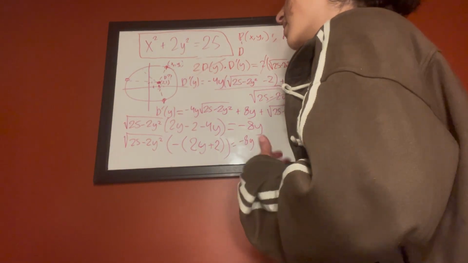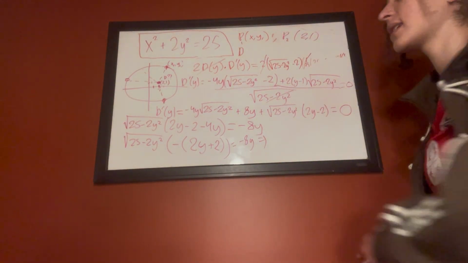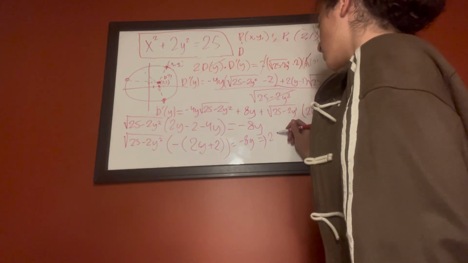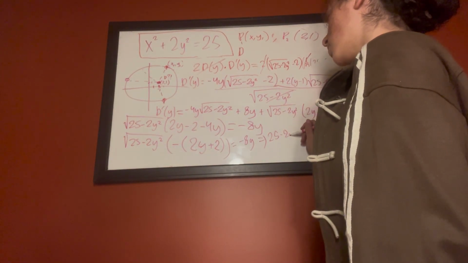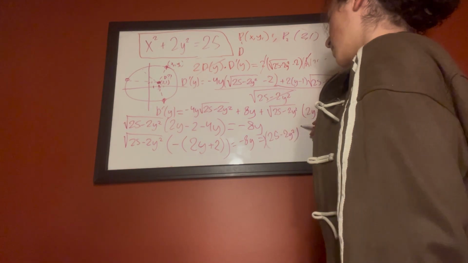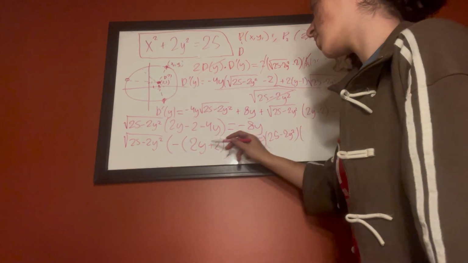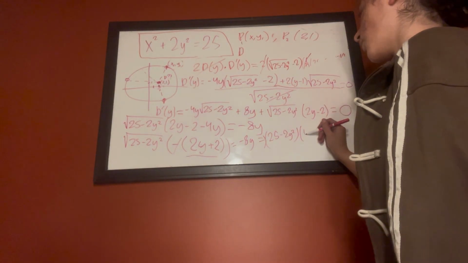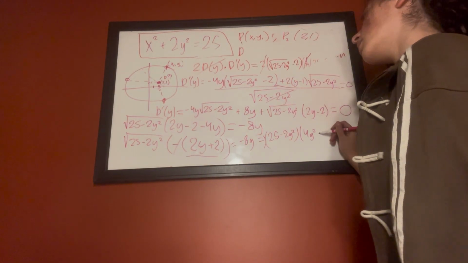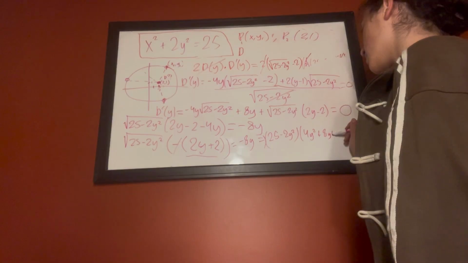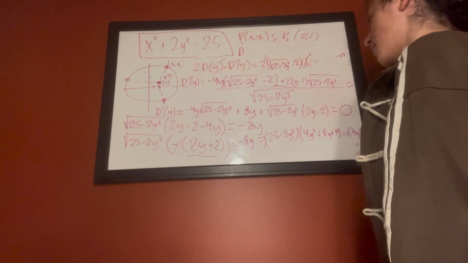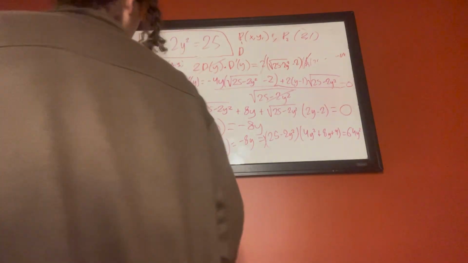And what are we going to do next? Well, I'm going to square both sides to get rid of this square root. So I will have 25 minus 2y squared times, squaring this term cancels my negative, and it's just the square of this, so 4y squared plus 8y plus 4 is equal to 64y squared.